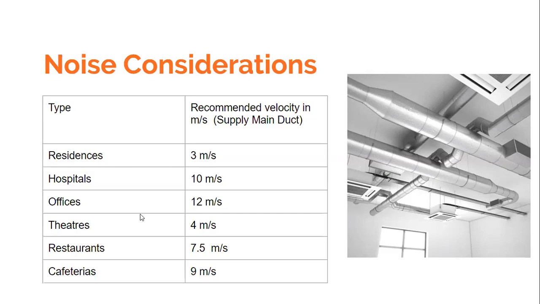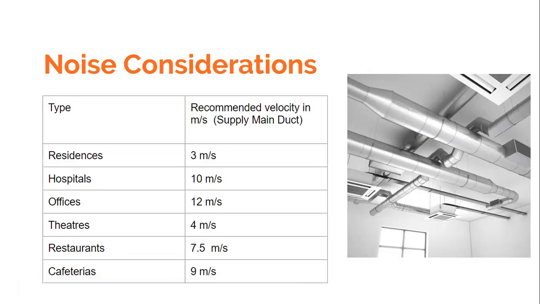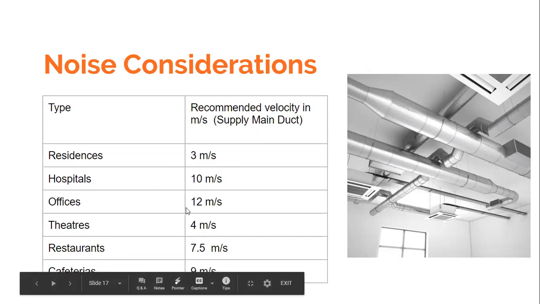If it is a restaurant, obviously there would always be some chattering around. People sitting in cafeterias or restaurants, they would always be chatting, and that chat, that din which is created, that noise which is created, would drown certain noise which is created by the AC system. So we can keep a larger velocity. We can keep a larger velocity if it is a restaurant or cafeterias. But if it is a residence, we need to keep the lower velocity.